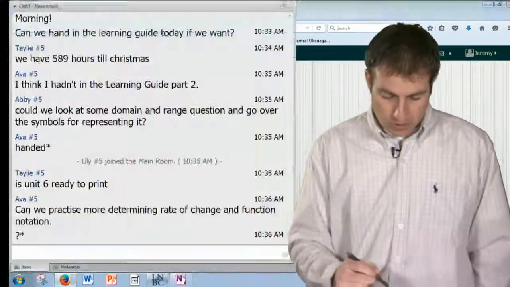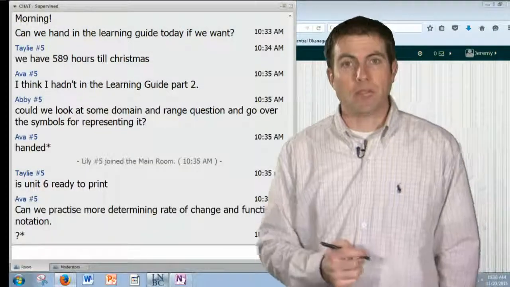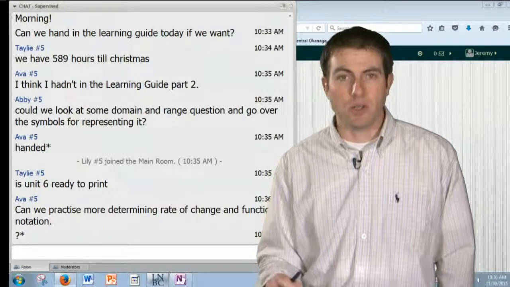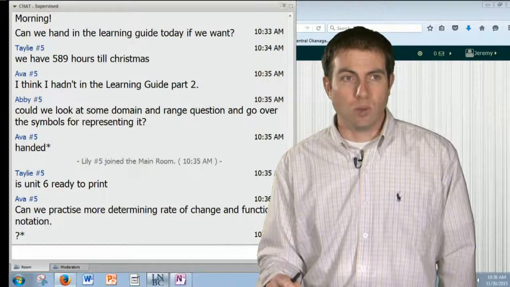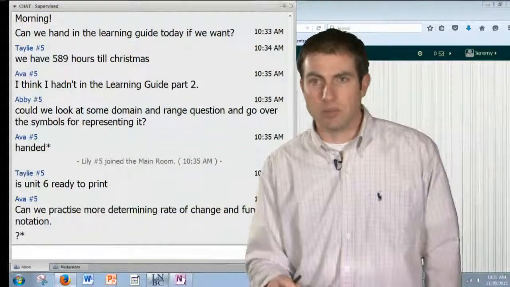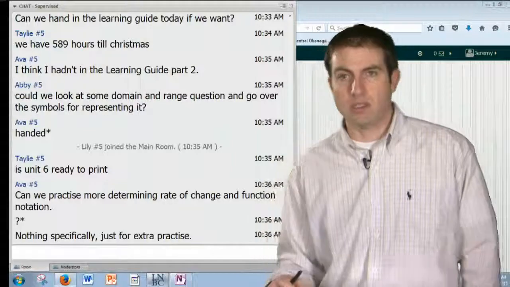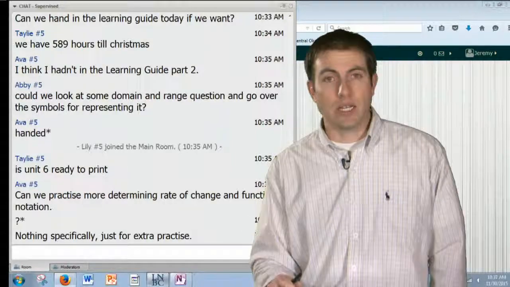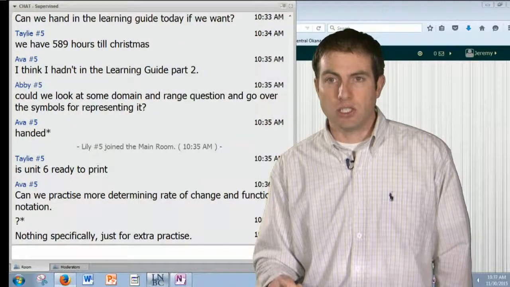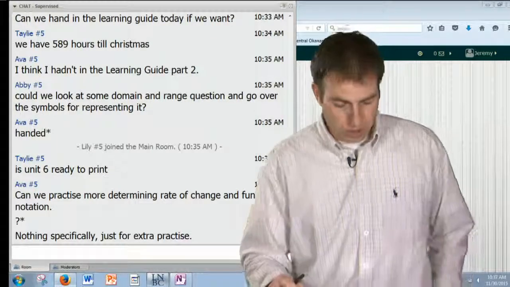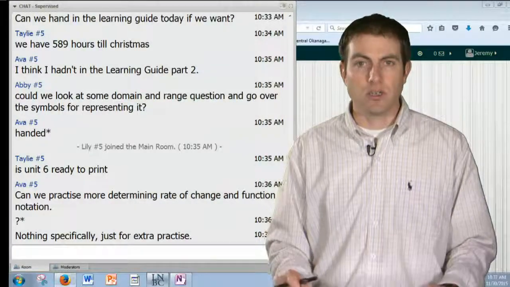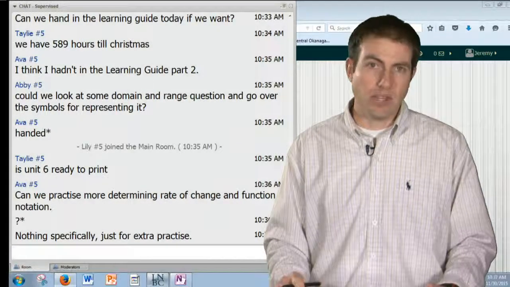A few people have put some questions into the chat regarding the Unit 5 material, and if you have any additional questions that haven't come up yet, you can put those in and I can get to them. I'm just having a quick read through the chat here. Domain and range questions, and going over the symbols, definitely can do that. Unit 6 is ready, I just have to unhide it. I'll do that when I get back to my office after I'm done here. And rate of change and function notation, just for extra practice. Sure. So is that it? Just a few domain and range questions, some function notation stuff, and then rate of change as well.